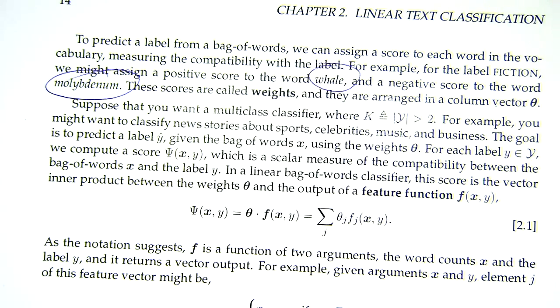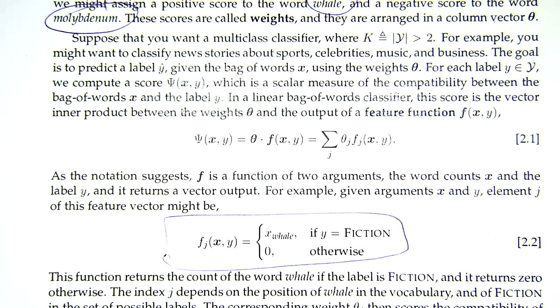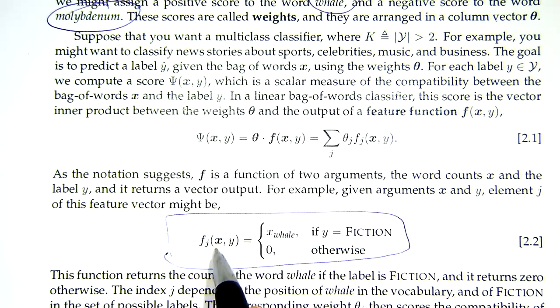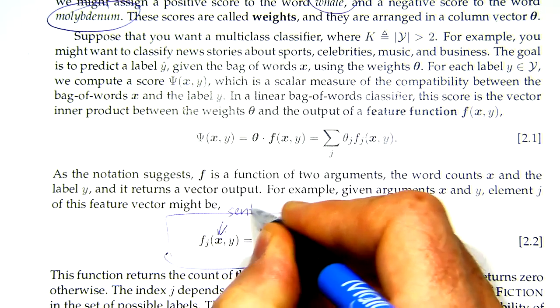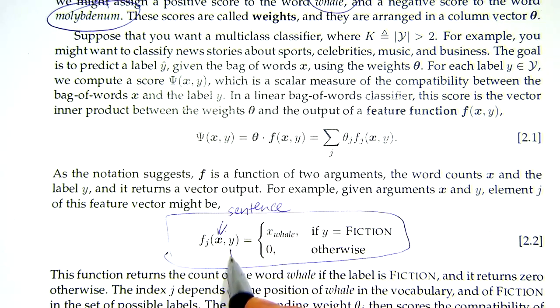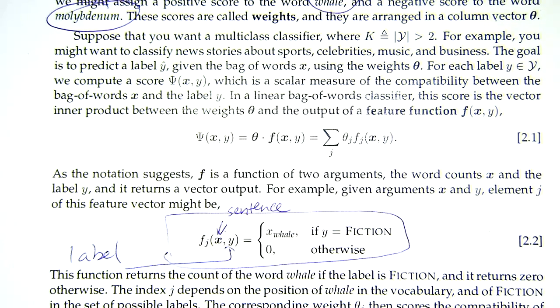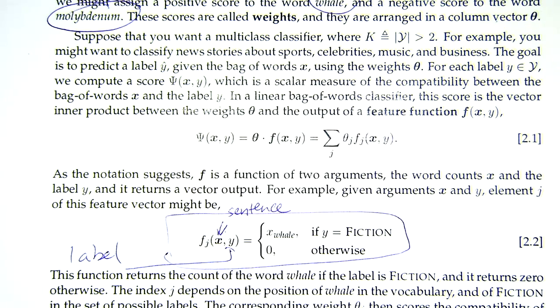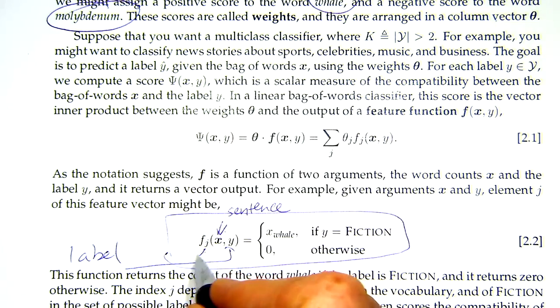And so the way we frame this is effectively we define this function f. We have our document, our text here, which might be our sentence, say, or our document. We have a candidate label here, which could be fiction or it could be chemistry, for instance. And this function takes the input of the sentence, the label, and an index j.